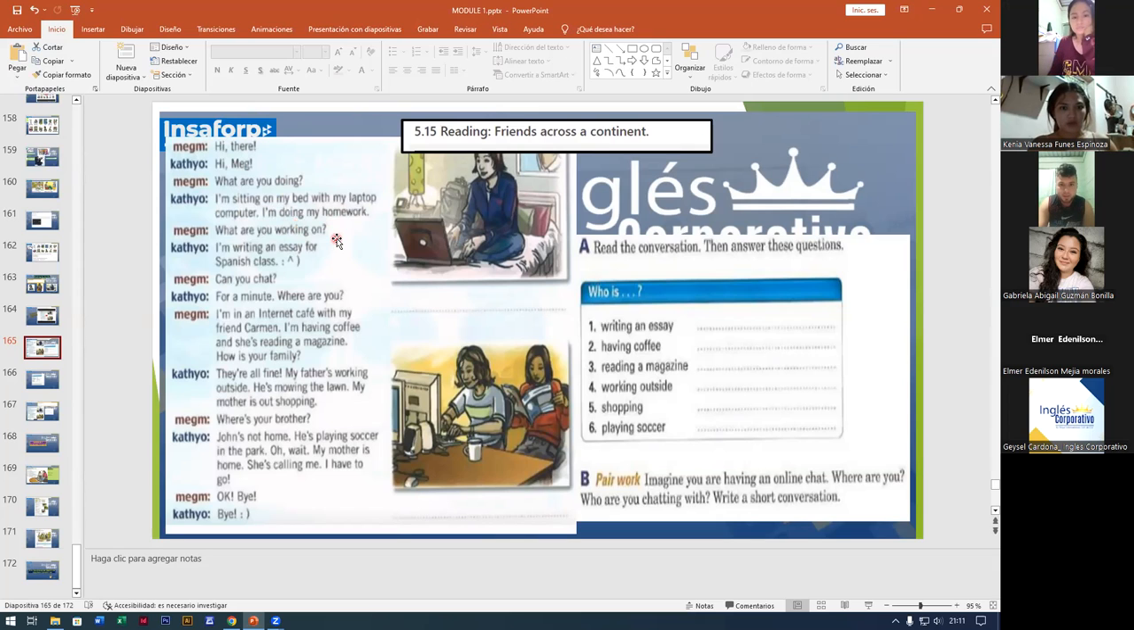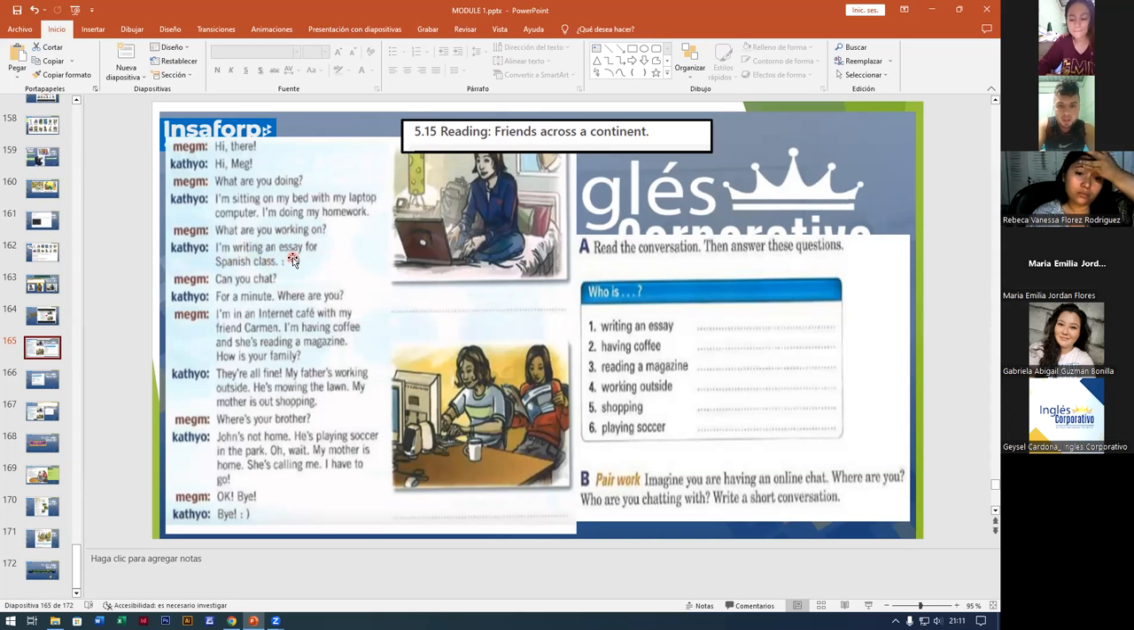What are you working on? Elmer, are you present? Yes. All right. That's right. Thank you. Continue, Kenya Vanessa. I'm writing an essay for Spanish class. Very good job. Nice one. Okay, Rebecca Vanessa, continue. That's good. Fernando, continue. For a minute, where are you? That's right. Thank you, Sandra Margarita.